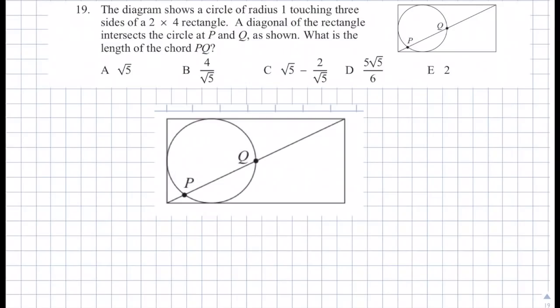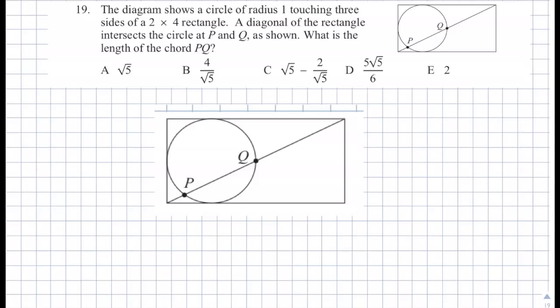Question 19. The diagram shows a circle radius 1 touching three sides of a 2x4 rectangle. A diagonal of the rectangle intersects the circle at P and Q as shown. What is the length of the chord PQ? Got answers as A is root 5, B is 4 over root 5, C is root 5 minus 2 over root 5, D as 5 root 5 over 6, or E as 2.